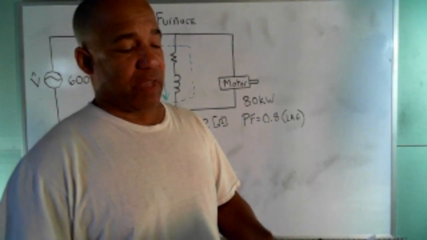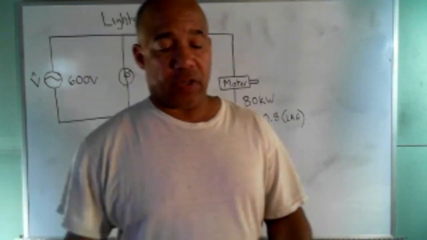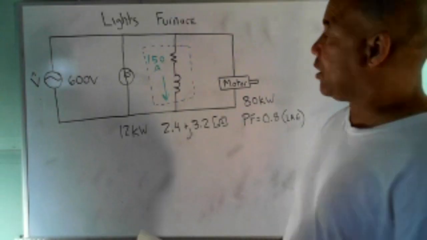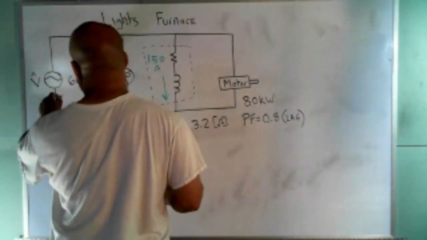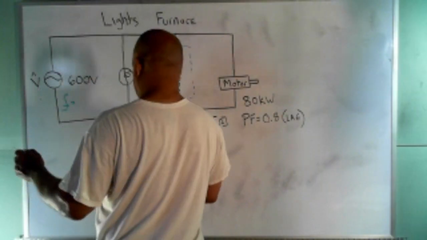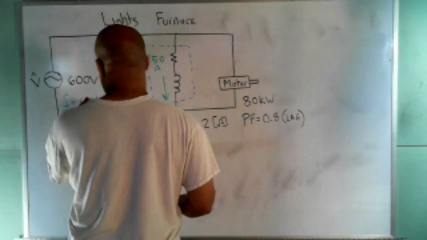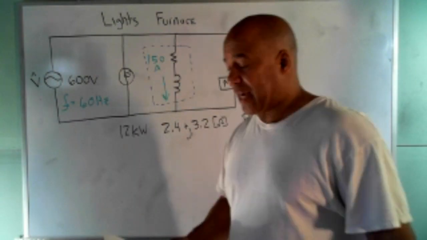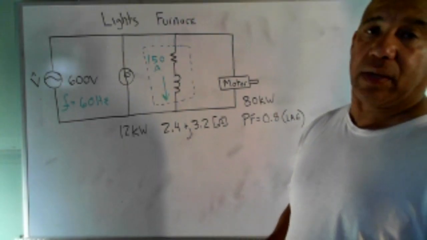The equivalent plant loads are shown in the circuit model of the plant below. So this is the circuit model. They tell you the frequency. The frequency is 60 hertz. They give us that information. And they say determine the following.